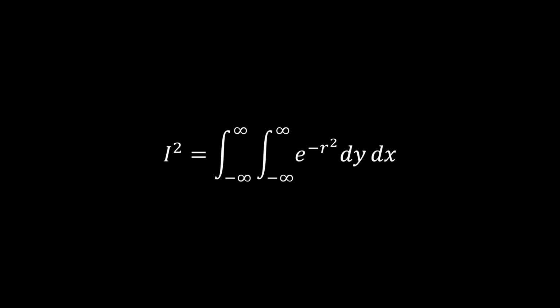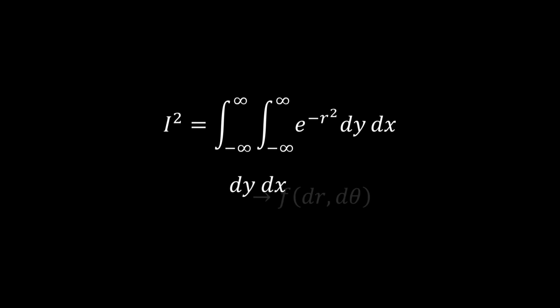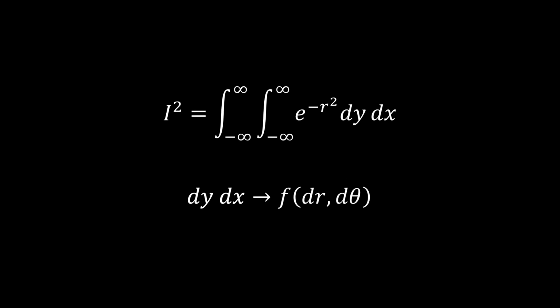Now that we've written the integrand in terms of the polar coordinates r and theta, we need to integrate with respect to r and theta, not with respect to y and x. So the differential Cartesian area element dy dx must be replaced with a differential polar element in terms of dr and d theta. So how can this be done?